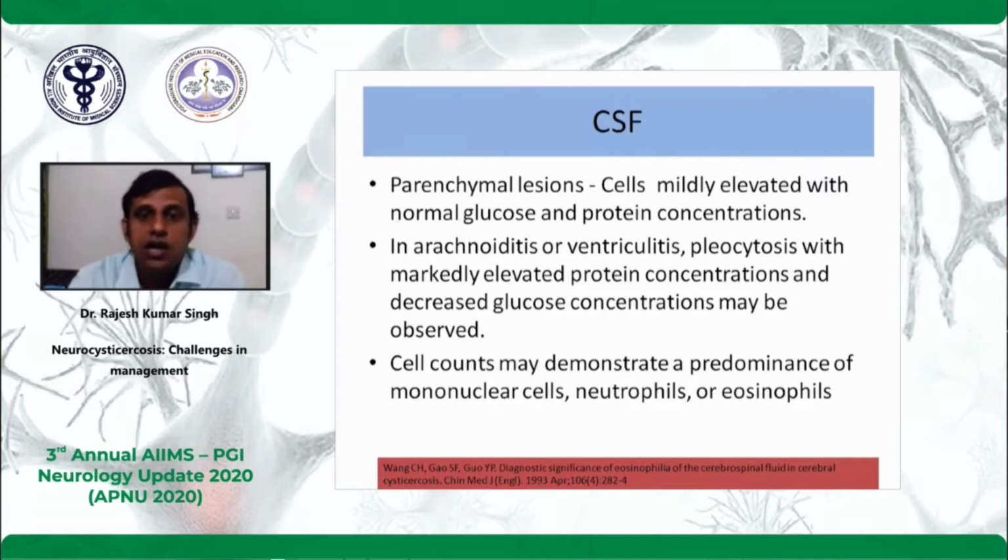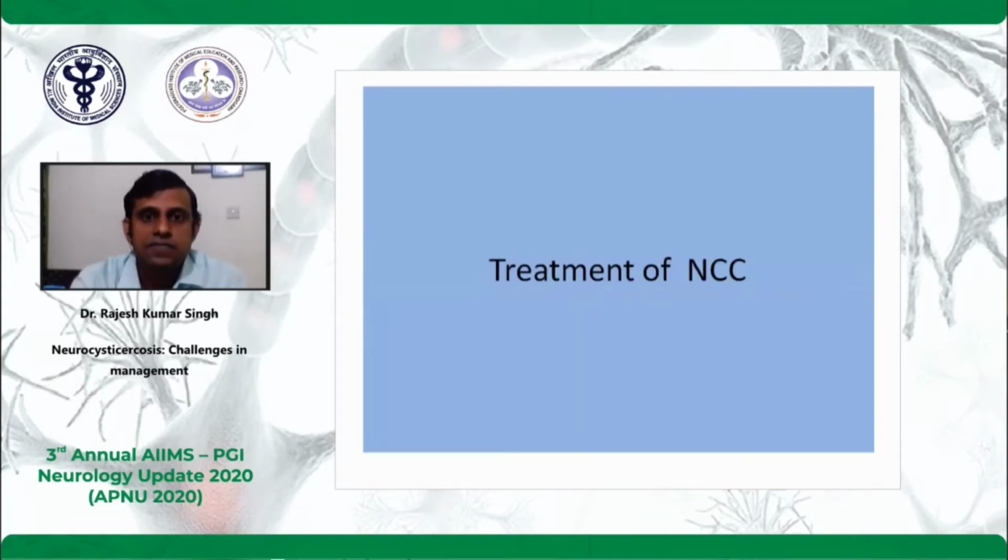So NCC can present with a picture of meningitis, particularly when the fever is doubtful, and particularly in ventricular NCC, when it causes ependymitis or ventriculitis, pleocytosis can be there with even elevated protein and decreased glucose concentration. So we should always be aware that mild CSF pleocytosis can be seen even in parenchymal NCC.